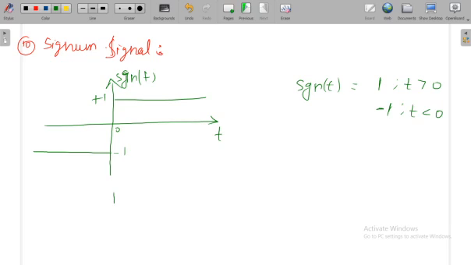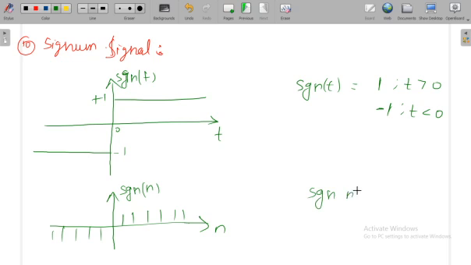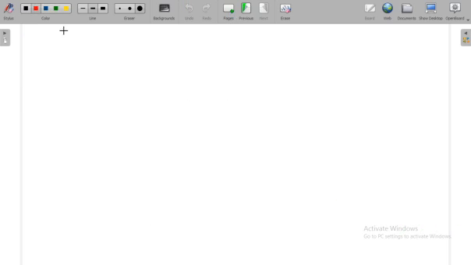The same you can denote in discrete also. If you put the pulse train like this, then this denotes the signum function in the discrete domain. So sgn of n is plus 1 for n greater than 0, minus 1 when n is less than 0. You have to be very careful here. They are not utilizing n equal to 0. Okay, this is the idea.